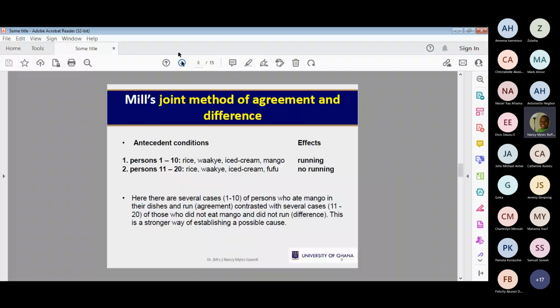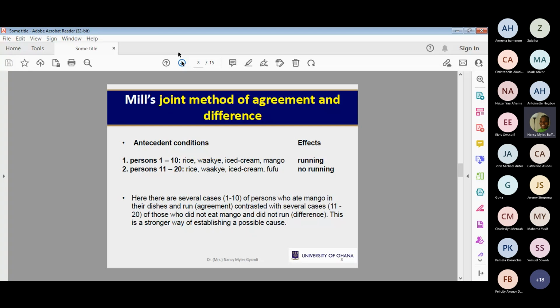Go to persons 11 to 22. None of them took mango, and none of them is running. So that is another method of agreement. It agrees with them within persons 11 to 20. They didn't take mango and they are not running. Then now compare the two collectives and you will see that the method of difference is now working on those two groups that were method of what? Agreement.